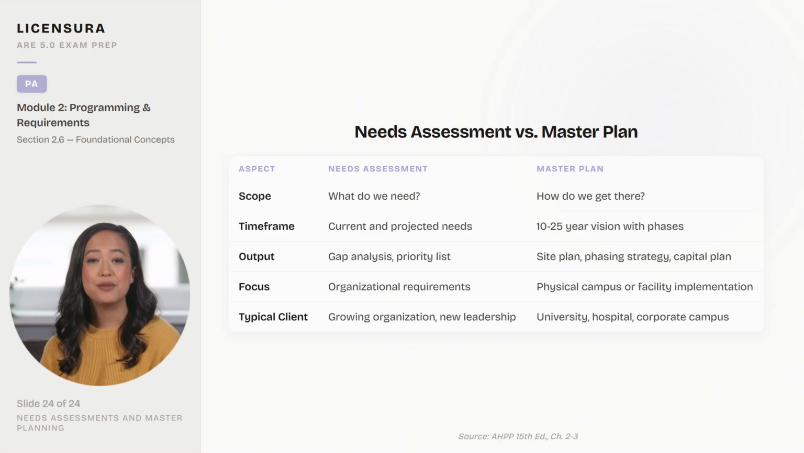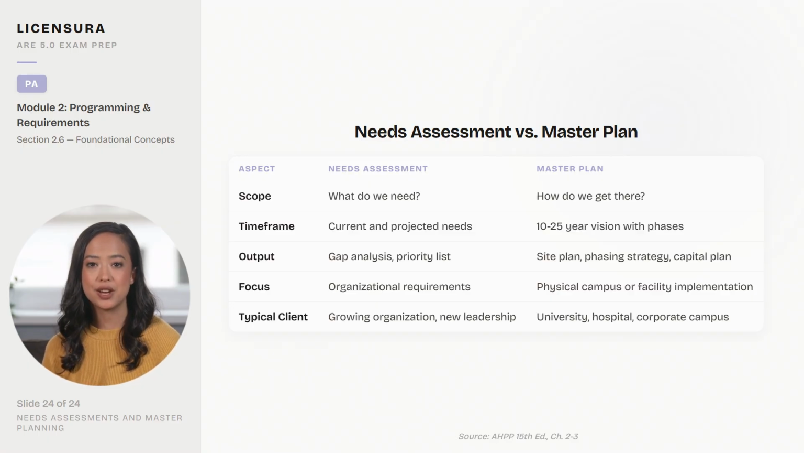The needs assessment versus master plan comparison clarifies 2 pre-design activities that sound similar but serve different purposes. A needs assessment asks, what do we need? It's a gap analysis that identifies where current facilities fall short of organizational requirements. A master plan asks, how do we get there? It provides a 10 to 25-year physical implementation strategy with phasing and capital planning.